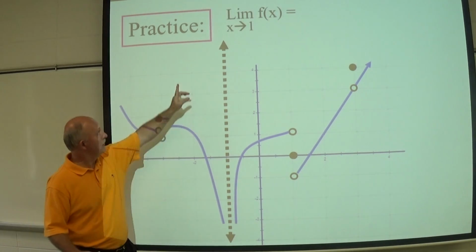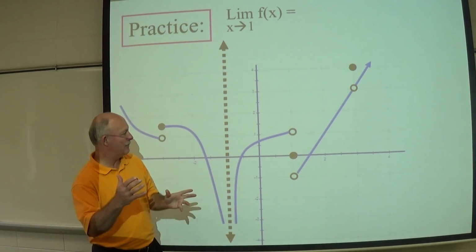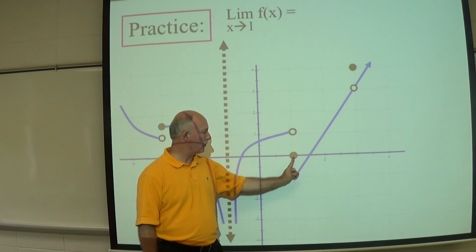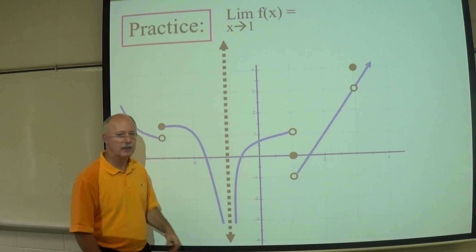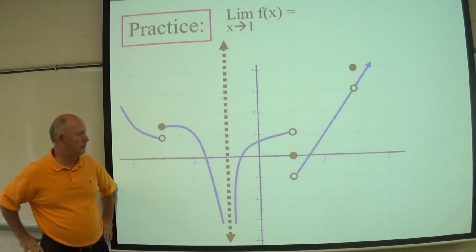So here goes. Let's do the limit as x approaches 1. So what do you think? What do you think the limit as x approaches 1 is? One is right here. Now, take a look at it. And I want to pause about 10 seconds. I'm going to let you write down what you think the answer should be.